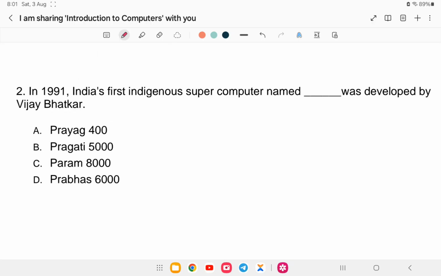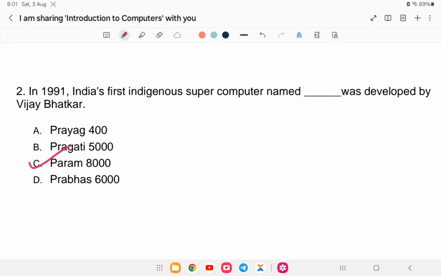Question number 2. In 1991, India's first indigenous supercomputer named Taj was developed by Vijay Bhatkar. So which supercomputer did Vijay Bhatkar build? Is it A. Prayak 400, Pragati 5000, Param 8000, or Prabhas 6000? So what is India's first indigenous supercomputer? It is the Param 8000.